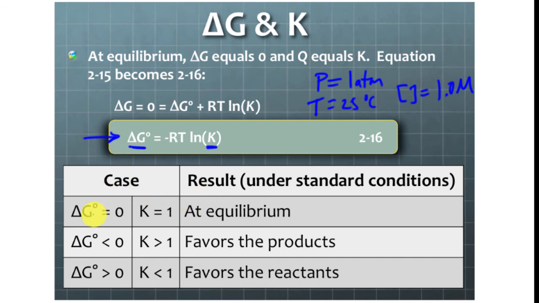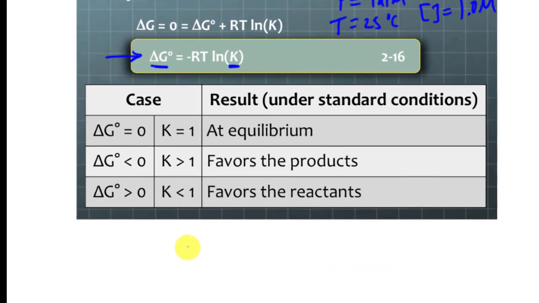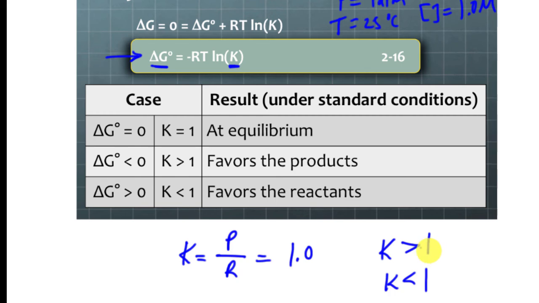So what this means is that if the free energy is 0, again under standard conditions, and we plug our products over reactants into the K equation, and that's equal to 1, meaning everything at 1 is equal to 1, then free energy is 0. There's no free energy in the system under standard conditions. In that case, we are at the equilibrium position, and K will be equal to 1. But remember, K isn't always equal to 1. K is most likely going to be greater than 1 or less than 1. We saw a lot of values for K before.